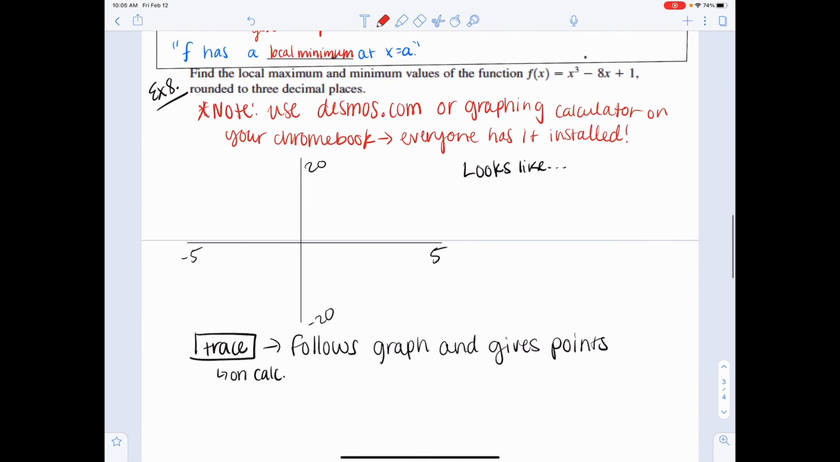All right, we have an example here. Example 8, find the local maximum and minimum value of the function f of x equals x to the third minus 8x plus 1, round to 3 decimal places. So you need to use Desmos or a graphing calculator on your Chromebook. Everyone has it installed. And you need to plug this equation in.